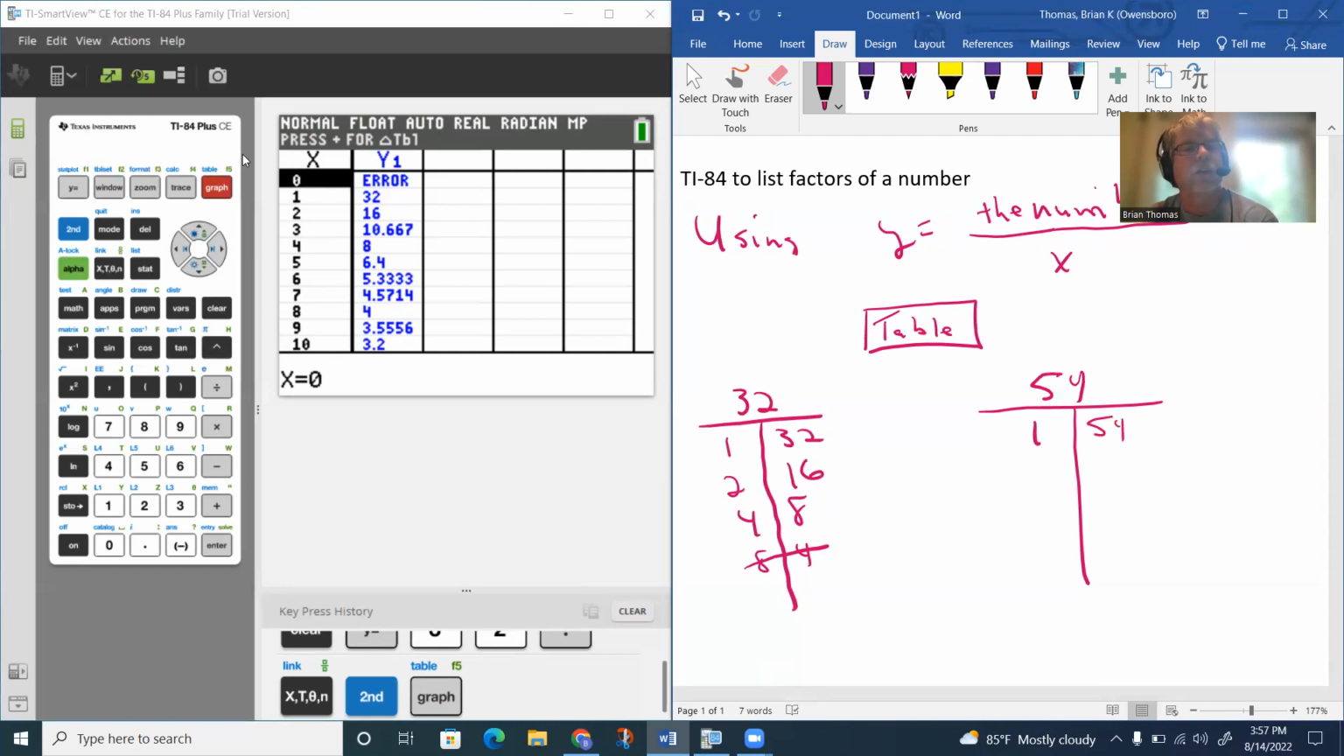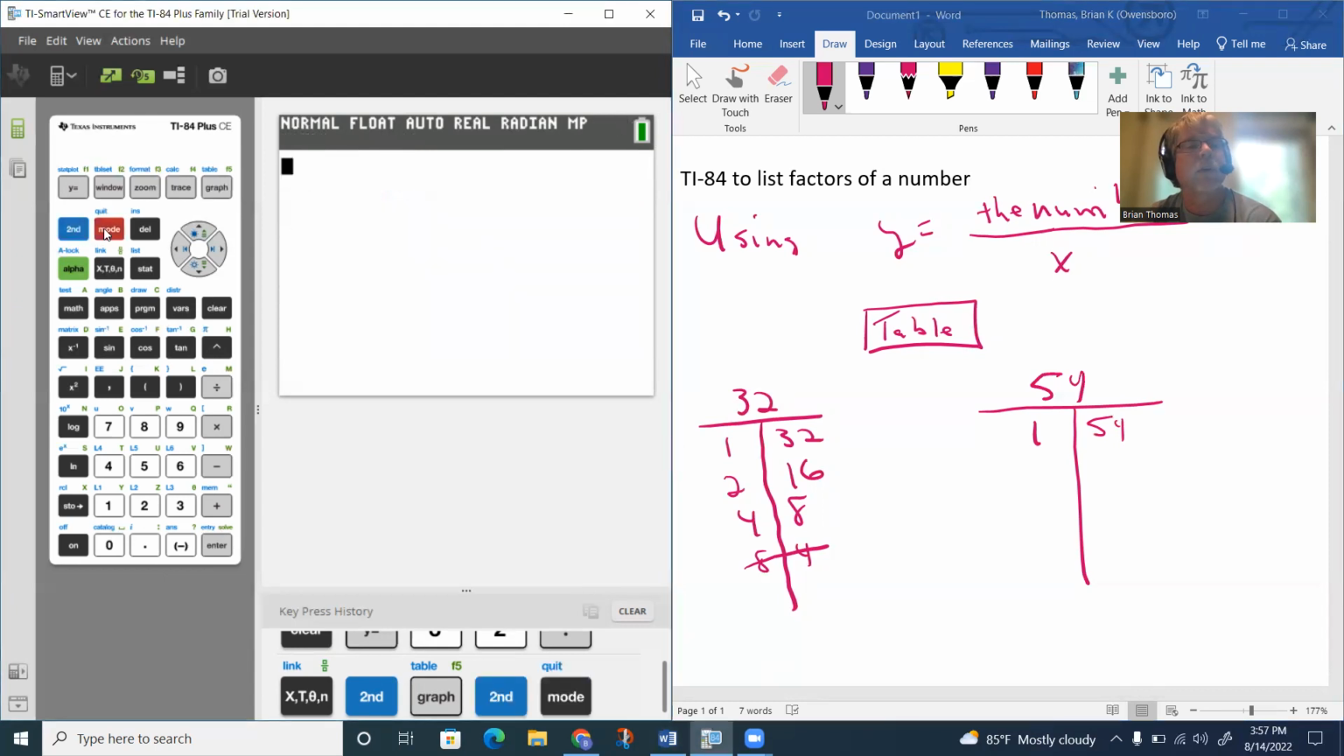To quit this, right above mode is the word quit. So if I hit second mode, it'll take me back to the beginning. Sometimes you can just turn your calculator on and off as well. To turn your calculator off, you hit the second button, and the off function is right above the on button. So if you hit the second button, then the on button, it would turn it off. And if you turn it back on, usually that'll get you out of where you are as well. So there's the quit symbol, and there's also just turning it off and on.